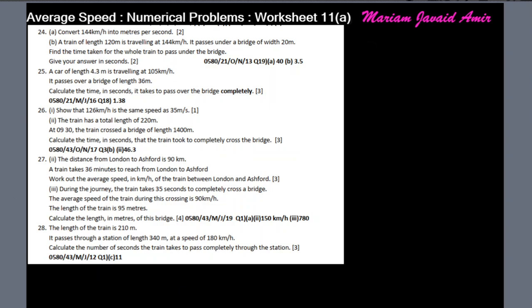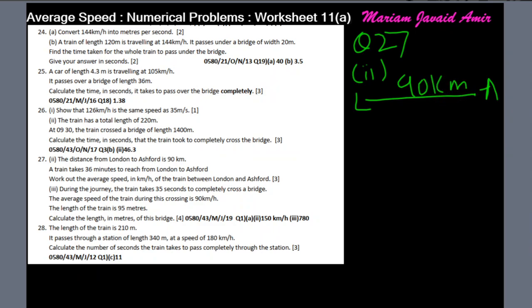Question 27. Part 2. The distance from London to Ashford is 90 kilometers. And a train takes 36 minutes to get from London to Ashford. Work out the average speed in kilometers per hour. So total distance over total time, but in hours. This will give you the answer, and you'll get 150 kilometers per hour.